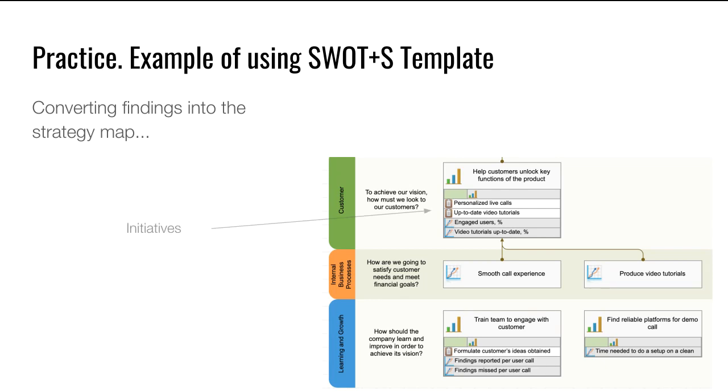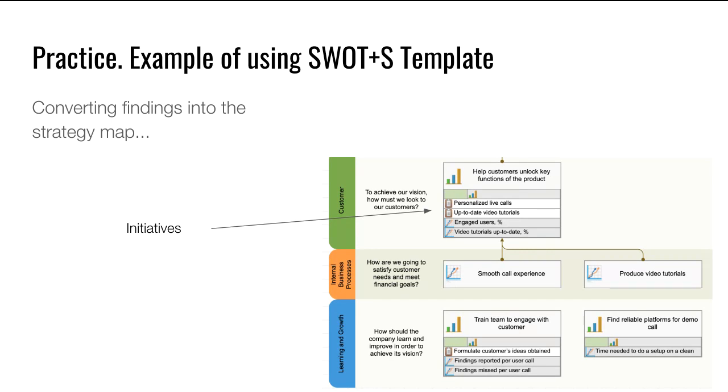Yeah. So, having the goal in customer perspective, we can also do two improvements to it, because on a level of strategy, we need to connect our top level strategic goals, like help customers unlock key functions of the product. It's a kind of top level strategic goal. I think any product company wants to do this. The question is how we're going to do this and how we're going to measure our progress on the way.